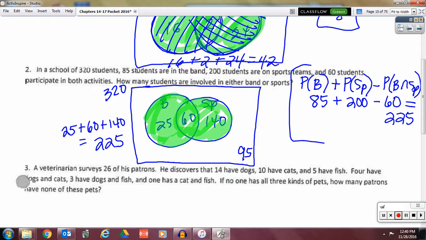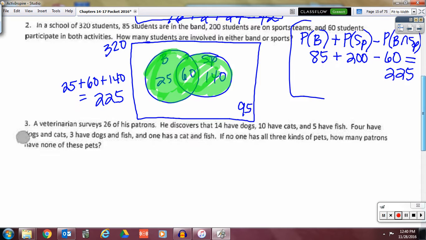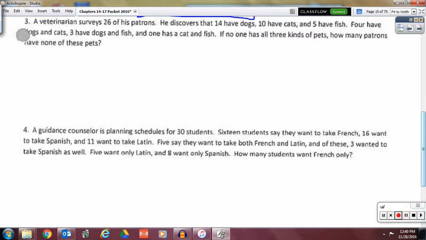Okay, good. Now we're going to show you how you handle when you have three sections. Just like when we have two sections, we want to start in the section that has two overlaps. When we have three circles, we want to start in that section that has the three overlap. Always start with the most restrictive environment if possible.